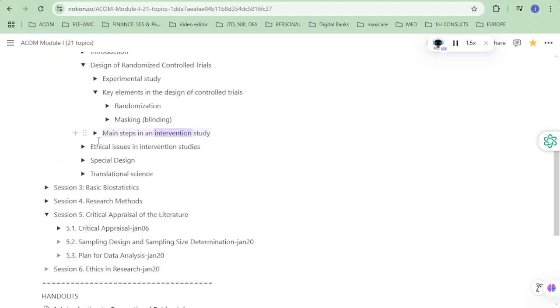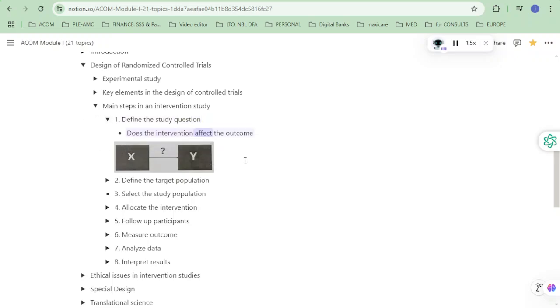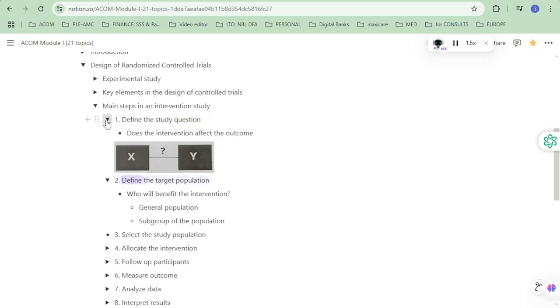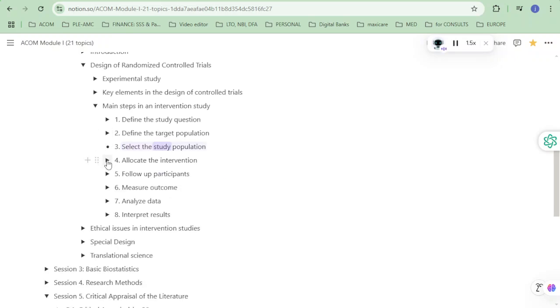Main steps in an intervention study. 1. Define the study question. Does the intervention affect the outcome? 2. Define the target population. Who will benefit from the intervention? General population, or a subgroup of the population. 3. Select the study population. 4.